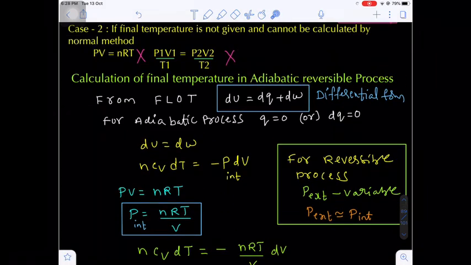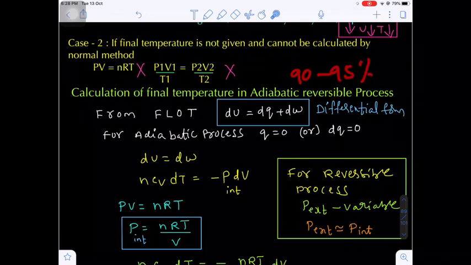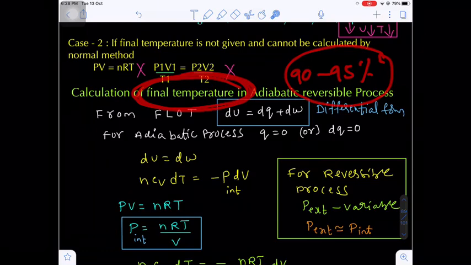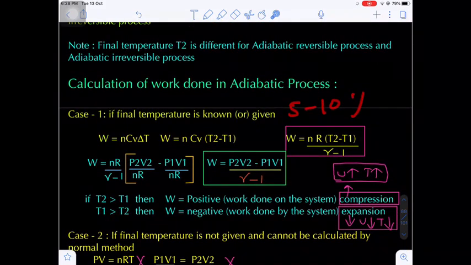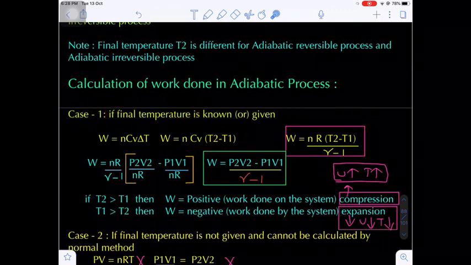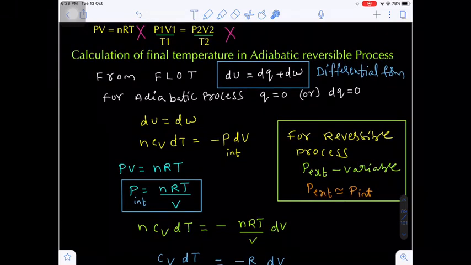In most of the questions, 90 to 95% of questions, the final temperature is not given, so we have to find out the final temperature. In very few questions, only 5 to 10%, the final temperature is given. Once the final temperature is given, it is very easy to calculate the work done. Let's suppose the final temperature is not given, then how do we find it?